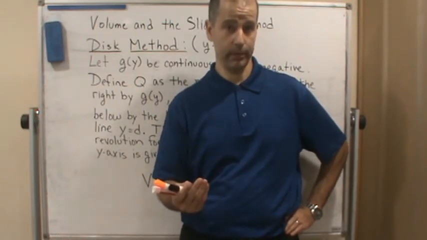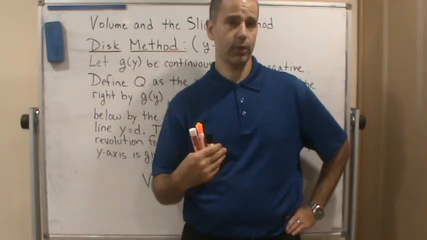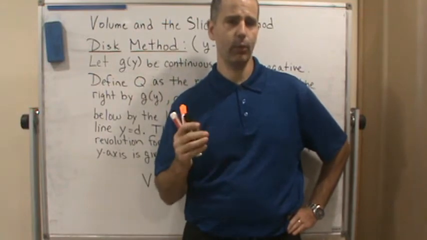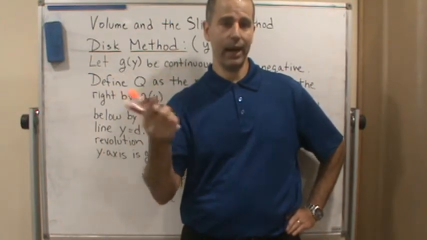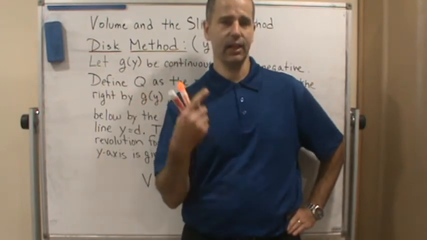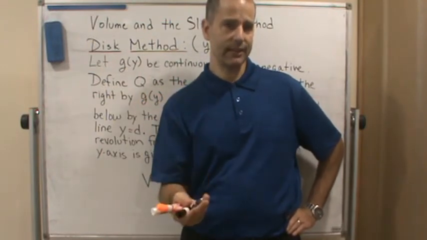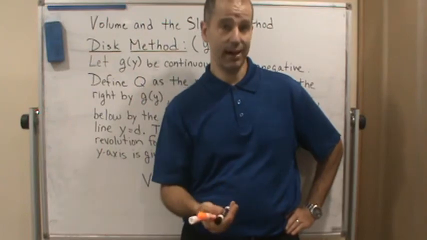or horizontal. So what we're going to do is start with the y-axis and say, okay, what if I want to take the region and rotate it around the y-axis instead of the x-axis? What solid does that create, and what's the volume of it?